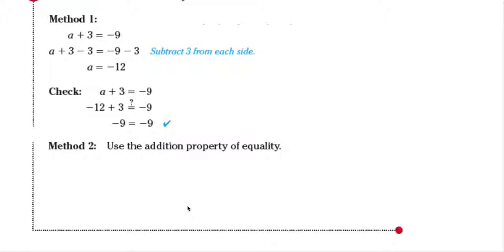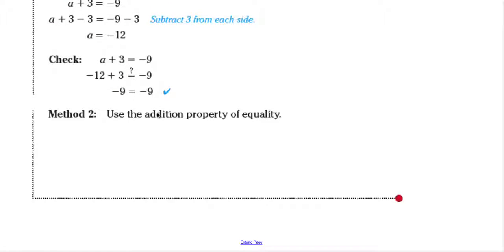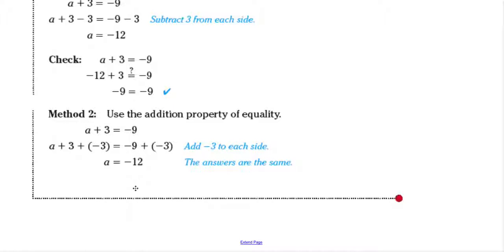Okay, in method 2, we use the addition property of equality. Well, in method 1, we use the subtraction property of equality. I forgot to put that there. In method 2, we use the addition property of equality. And now we copy the same problem. A plus 3 equals negative 9. And then, using the addition property of equality, we add its additive inverse. So the additive inverse of 3 is negative 3. We add that to both sides. If you notice, it's still the same. A equals negative 12.